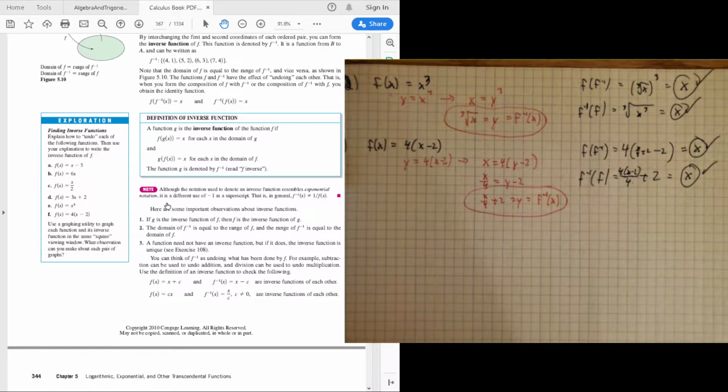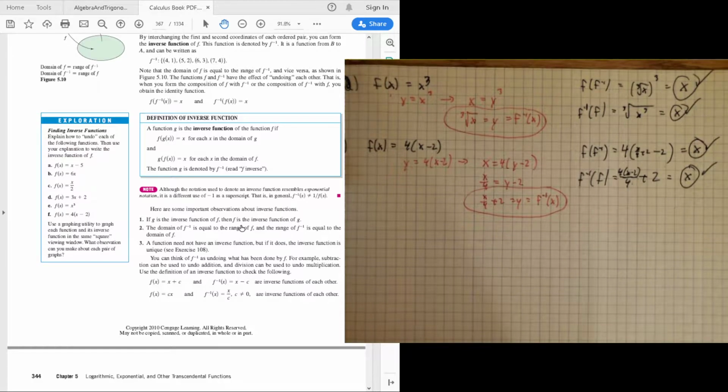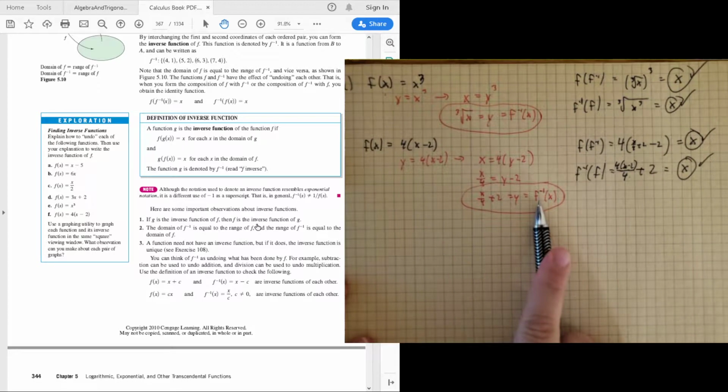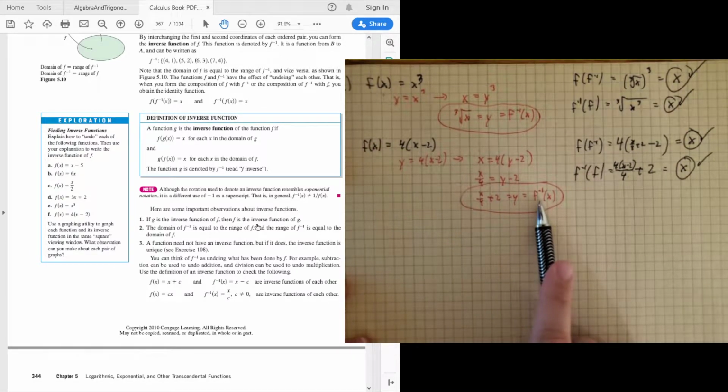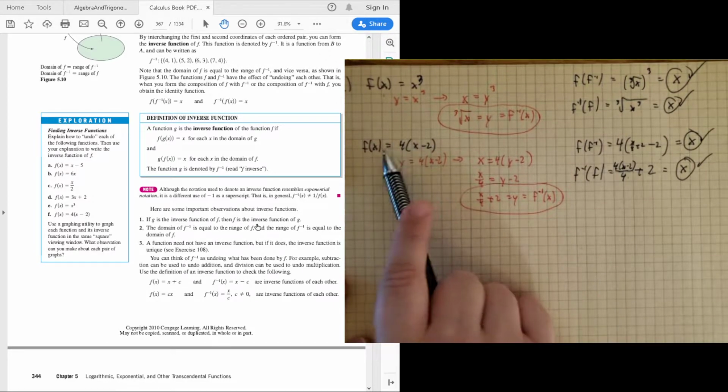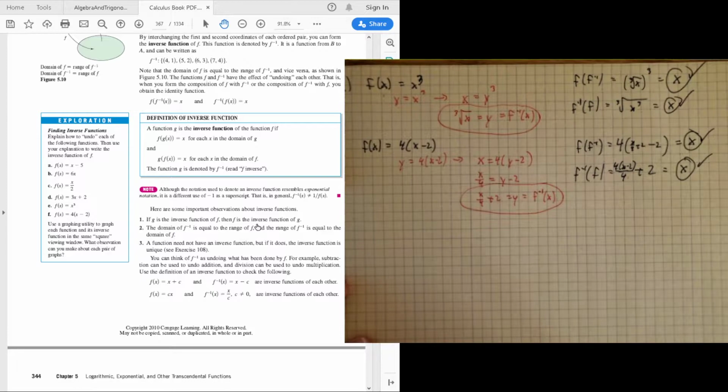All right, this little piece right here. If g is the inverse function of f, then f is the inverse of g. This is a constant relationship between the two, meaning not only is this f and this f inverse, but if we think of this as g, then this would be g inverse. They always have this opposite relationship to each other.